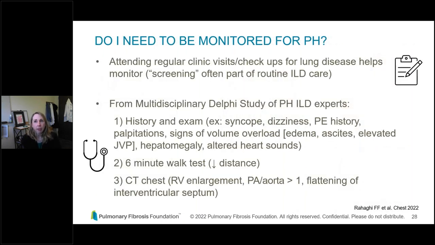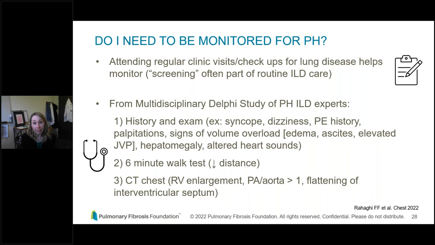In terms of monitoring folks for pulmonary hypertension, really attending your regular clinic visits and checkups for your lung disease can help monitor, because we do tests like the lung function test and the 6-minute walk test, and of course the physical exam is part of your usual care for interstitial lung disease. There was recently a study published that surveyed pulmonary hypertension interstitial lung disease experts, and they asked what signs triggered them to most think about pulmonary hypertension.